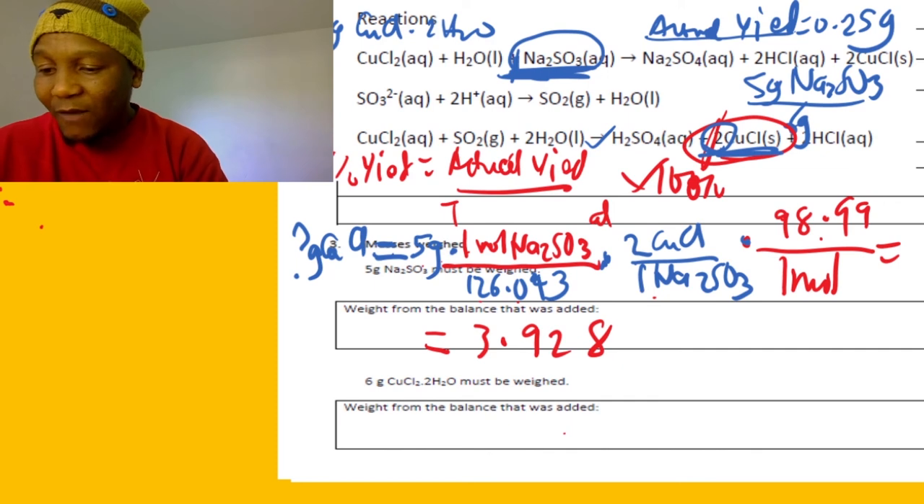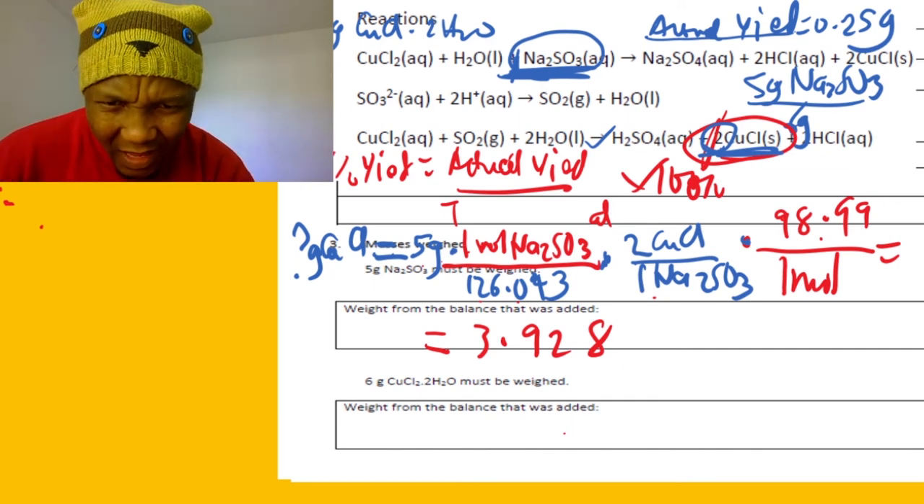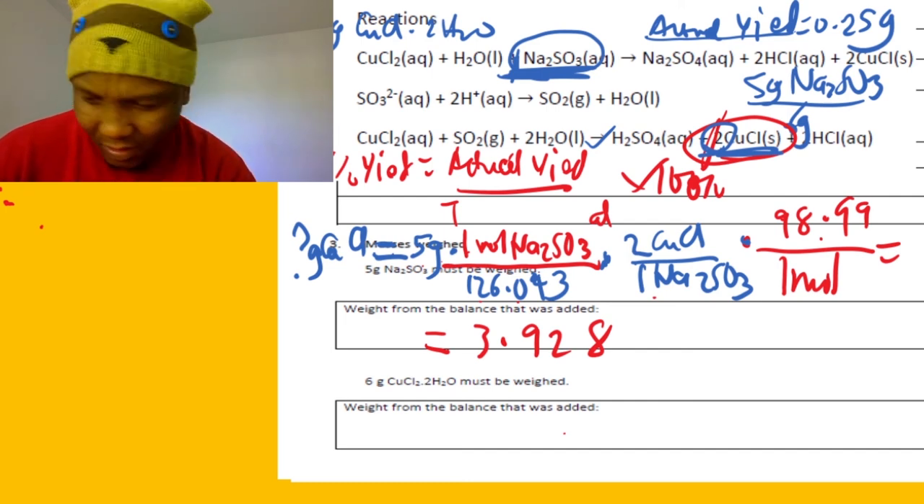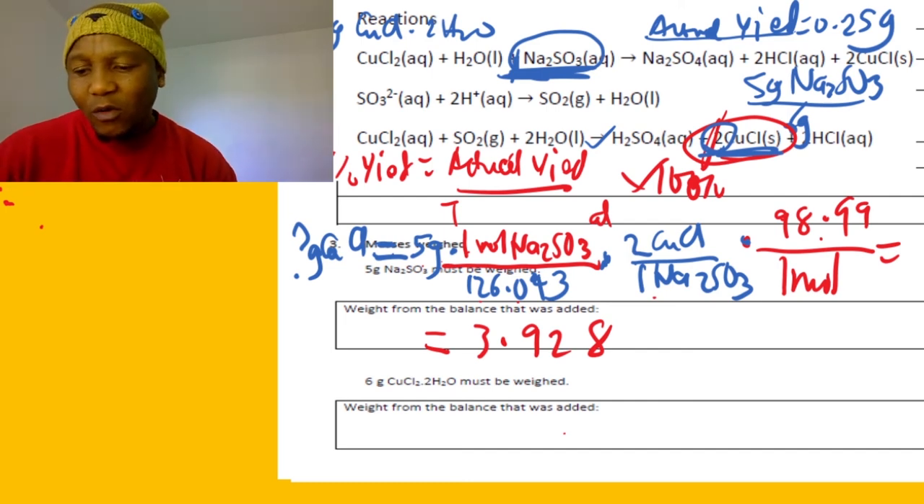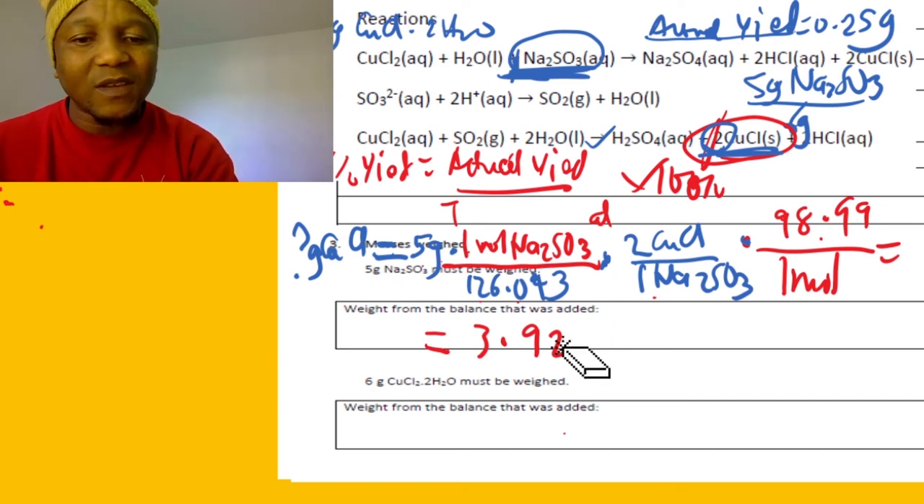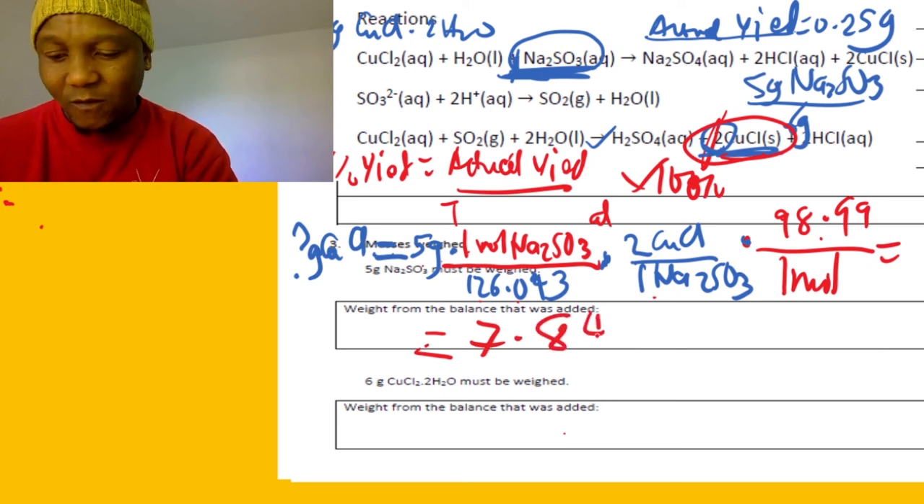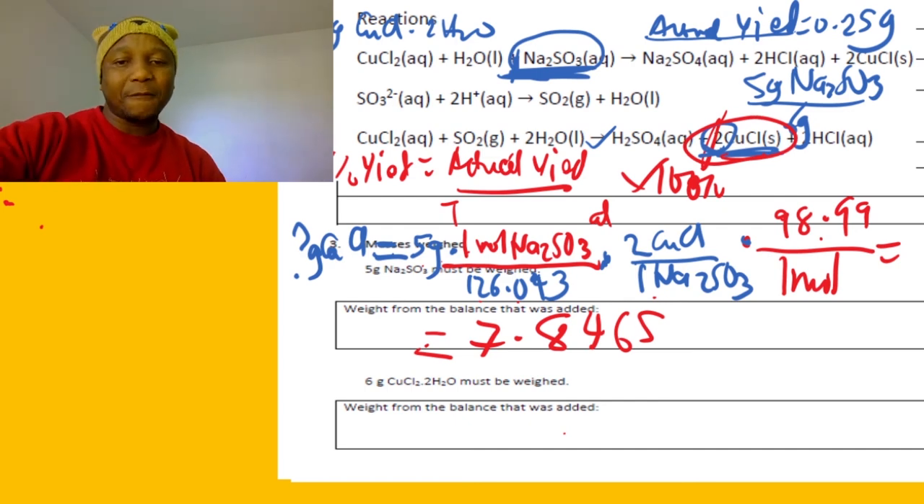98.9 now. 7.84. Okay, 5 times 2 times 98.7 over 127. Okay. 7.846. But you can do your mathematics, but as far as I saw here, 7.8465. Please let me know if I made some silly mistake here.